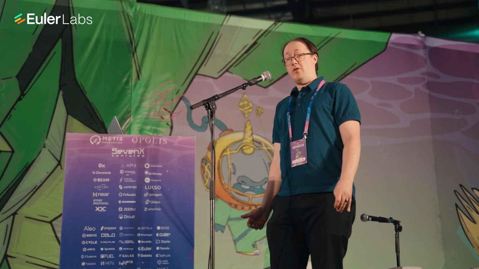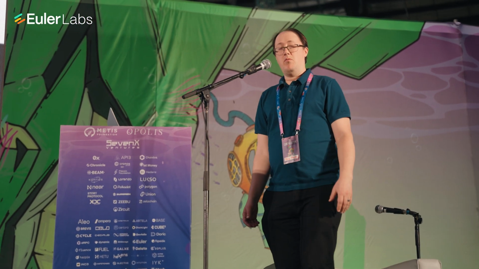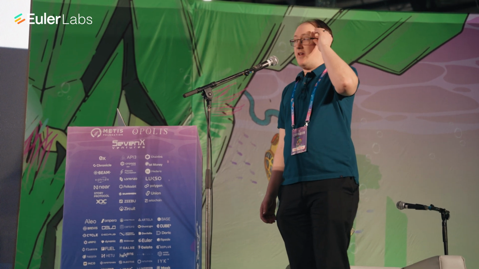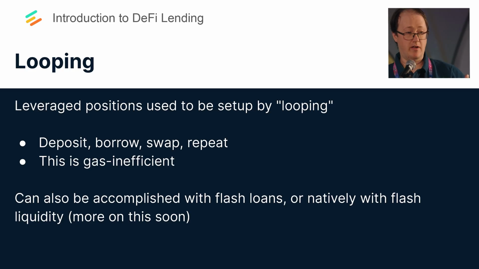So there's many different other ways of solving this. Most famously, I would say, is flash loans, is where you take out in one atomic transaction a big borrow, and use that to set up your position and then repay it at the end. But as we'll see, we provide a little bit of a better way of doing that with the generalized concept of flash liquidity.